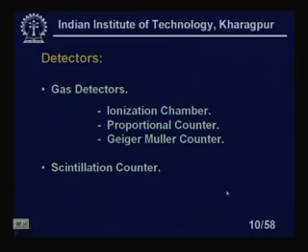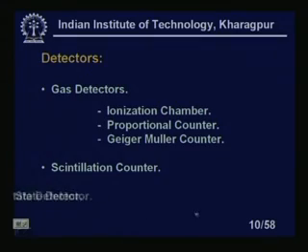We have a scintillation counter, which is principally slightly different from the gas detectors. We will discuss all these things in detail. We have solid state detectors. This is a basic solid state detector. We will see what P-N junction diodes are. We will see that between the two P and N regions, one intrinsic region will come. So, we will make the solid state detectors.